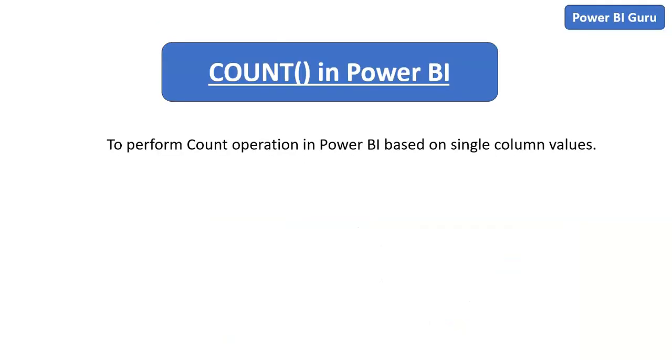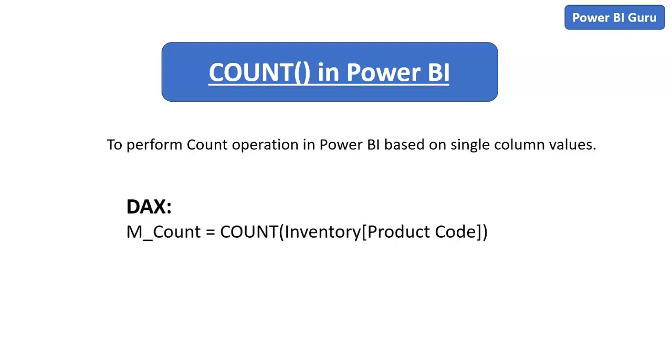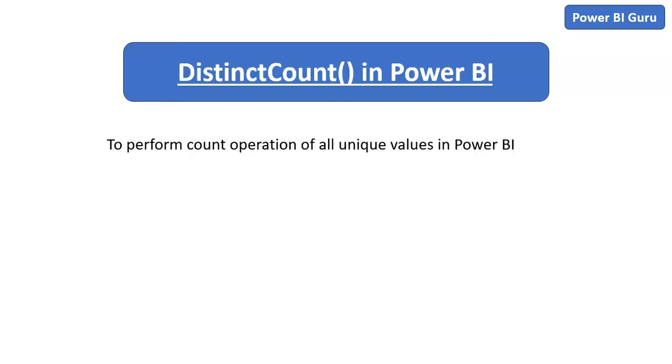So let's see. This one is the count function. We basically perform some count operations, meaning count of transactions, count of products, like that. That time we need to perform this count operation. So the syntax for this is COUNT in brackets. We can give the column name for which we need to perform count. So this is count.